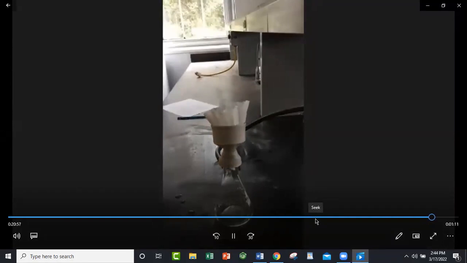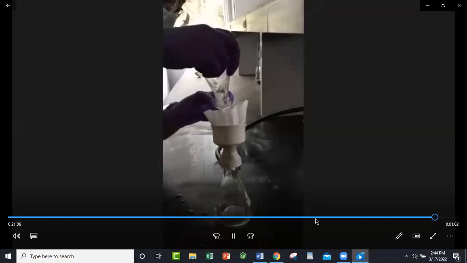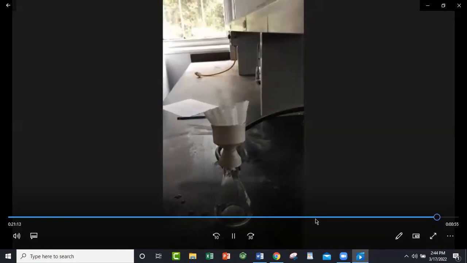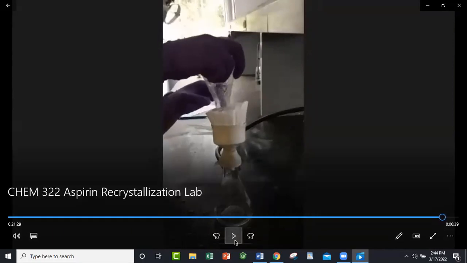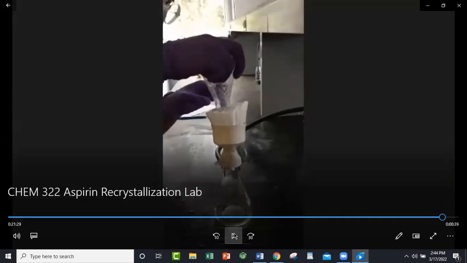Sometimes you may have to break up that sample with a glass rod. That's what I'm doing now, with the glass rod. I'm breaking that up, and we're also going to rinse it. So for the filtration part, you want to make sure that you get as much of that out as possible. You don't want to leave anything behind, because any product that's left behind is going to take away from your percent yield.